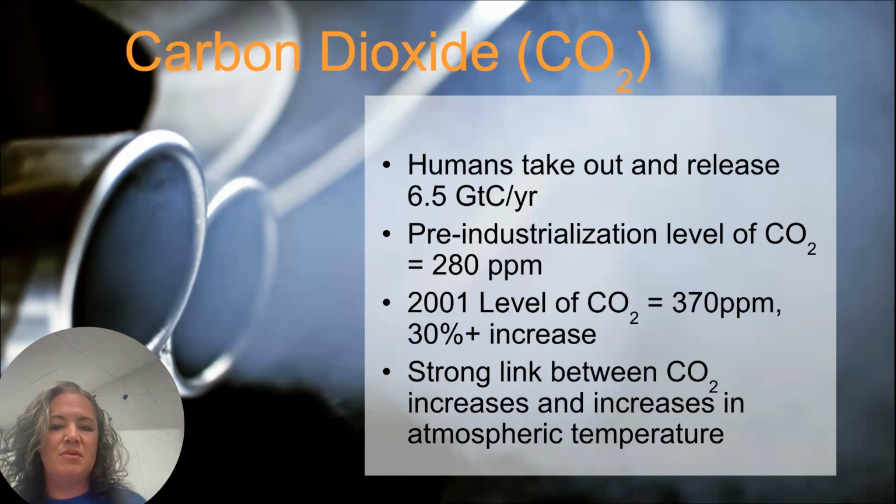Pre-industrialization levels of CO2 in the atmosphere were 280 parts per million. The 2001 level of CO2 in the air was 370 parts per million. That's a 30% increase, and that's over 20 years ago. There's a very strong link between CO2 increases and the increase in atmospheric temperature.